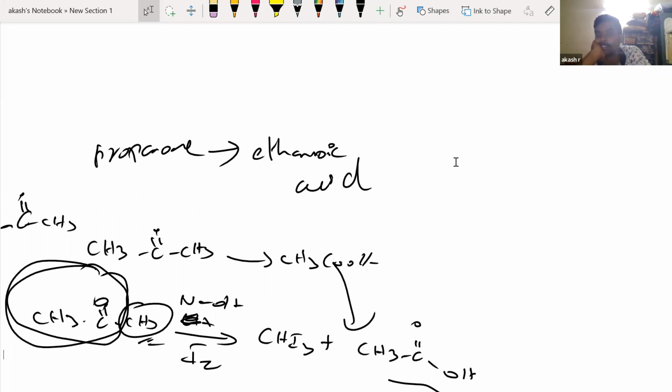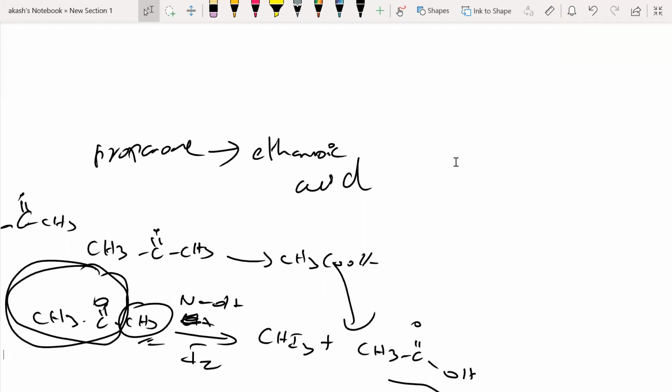Really? What functional group? Say if I give you aldehydes to carboxylic acids. Sorry? Aldehydes to carboxylic acids. Thank you. Right. Obviously, it is used as a test for aldehydes. Only aldehydes will give this test.